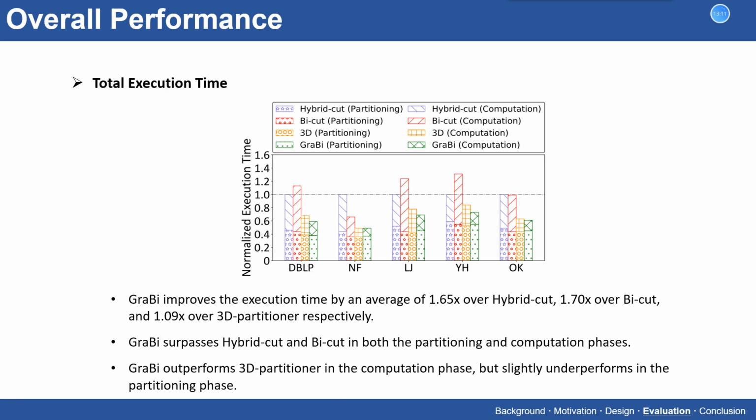This figure presents the total execution time of the 4 partitioning frameworks, where the total execution time includes the graph partition time and the graph computation time. Overall speaking, GraBi improves the execution time by an average of 1.65 times over HybridCat, 1.7 times over BCat, and 1.09 times over 3D partitioner respectively. To be specific, GraBi surpasses HybridCat and BCat in both the partitioning and the computation phases. Besides, GraBi outperforms 3D partitioner in the computation phase, but slightly underperforms in the partitioning phase.